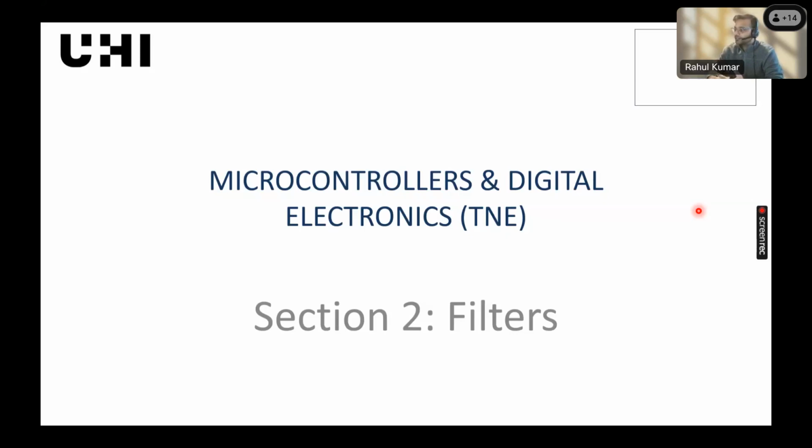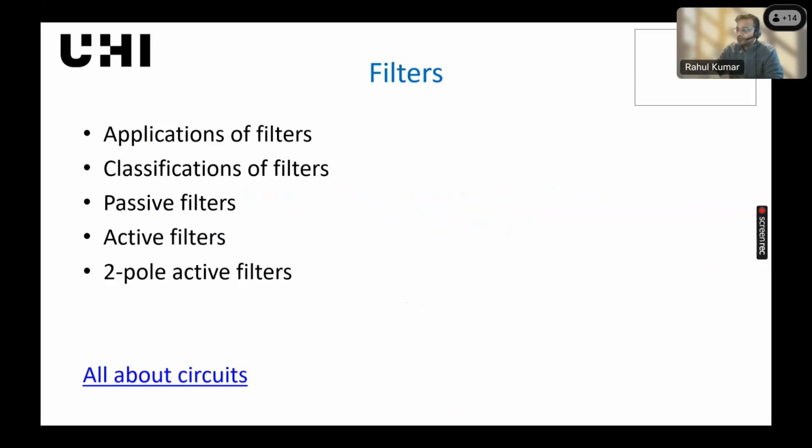Analog filters use components like capacitors, resistors, inductors, and op-amps, right? We'll look at digital filters maybe later in this module. Now, these are the things we are going to study today.